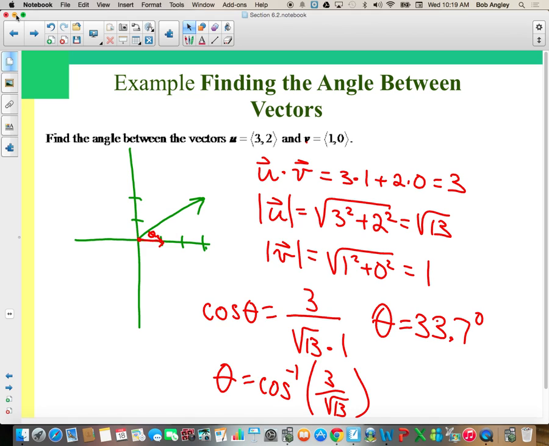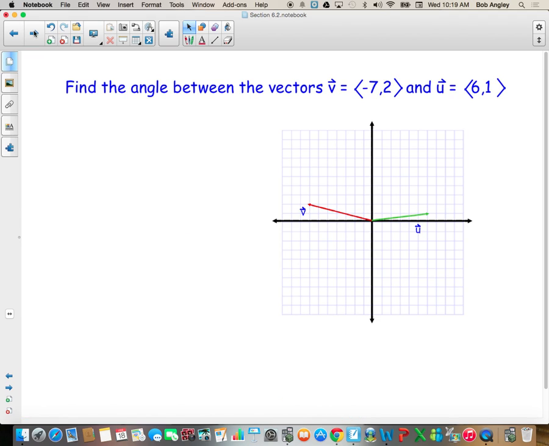Does anybody have a question about just that one problem? Okay, because we're going to practice with a couple of these, though I think you'll find it's easy. Now, one of the reasons that we're doing this is that in physics, if you've got two forces working in different directions, sometimes you just need to know the angle between the forces. And we can calculate that using this.